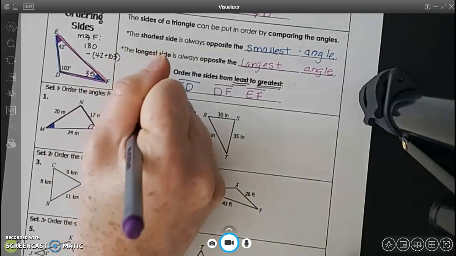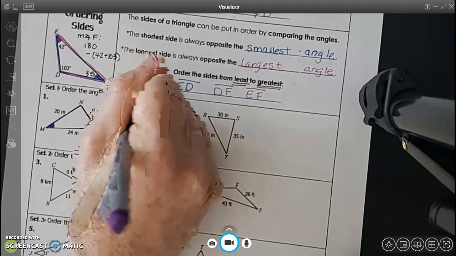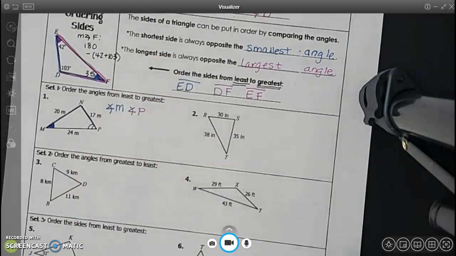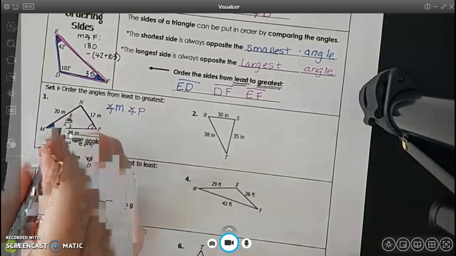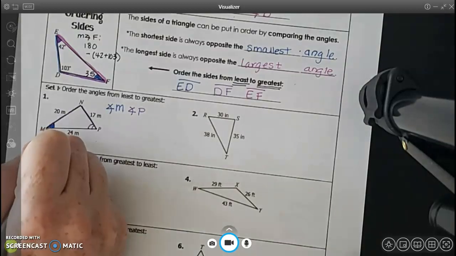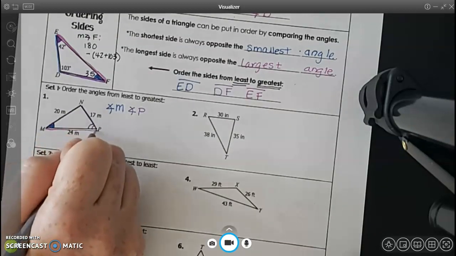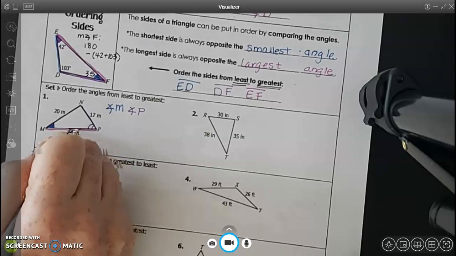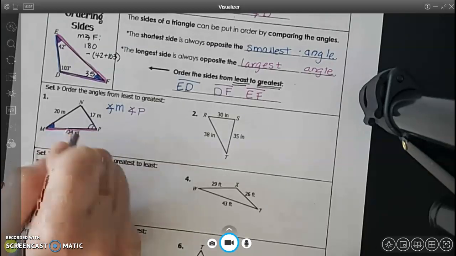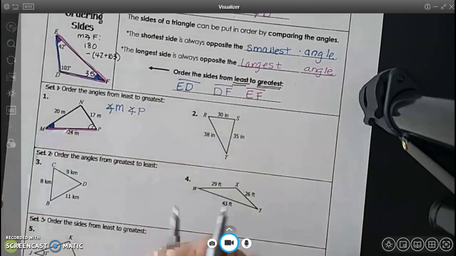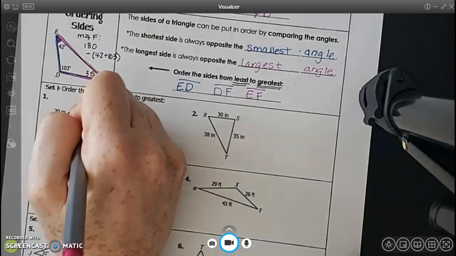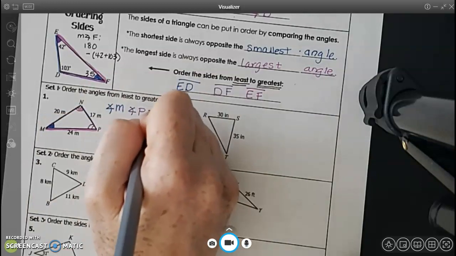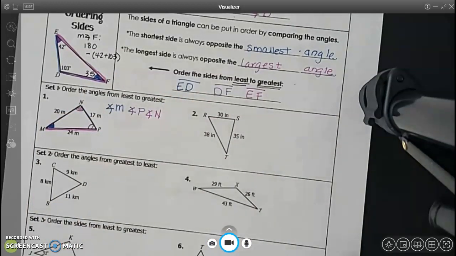And then the largest side is side PM. And the angle opposite that side is angle N. So the angles from least to greatest are M, P, then N.